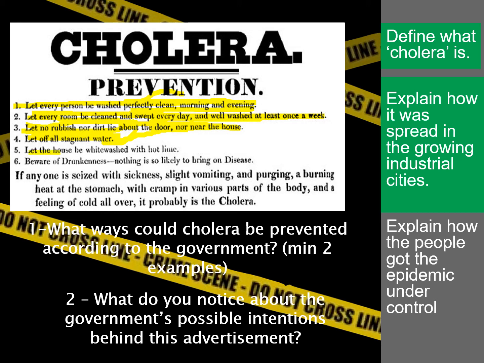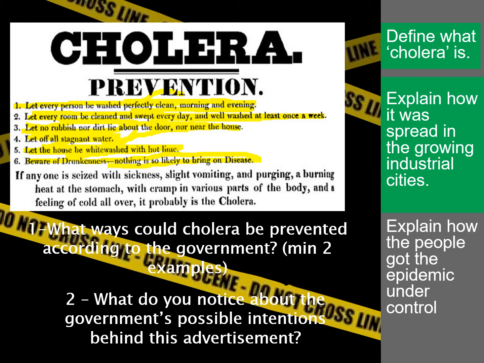Number 5, let the house be whitewashed with hot lime. So make it clean with hot lime, which is something they used to use on the slave ships to try and also keep things clean. And number 6, beware of drunkenness. Nothing is so likely to bring on disease.